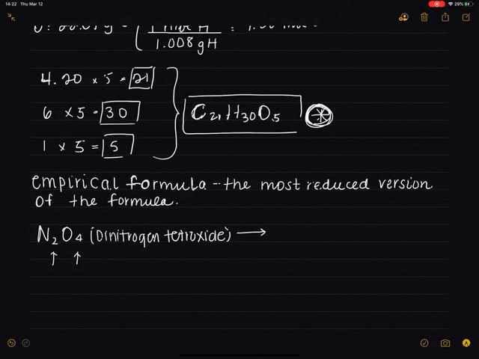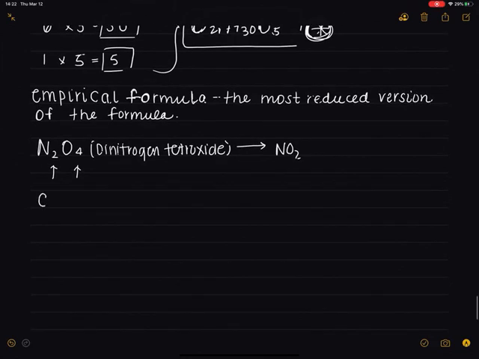Benzene has the formula C6H6. What would the empirical formula of benzene be? CH. Butane is C4H10. What's its empirical formula? C2H5.